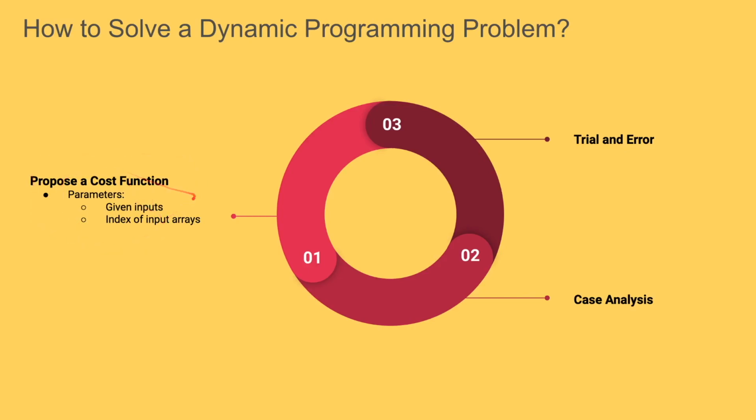Once you choose a cost function, you perform your case analysis. Hopefully it works. But if it didn't, you go and do trial and error and try another cost function. Now, if your problem has just a very limited number of inputs, you don't really have to go too many times, and then hopefully you can find it.